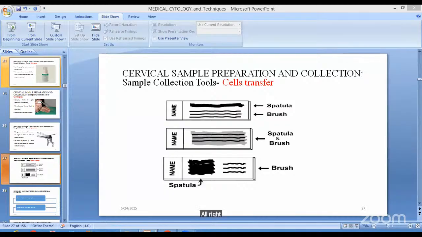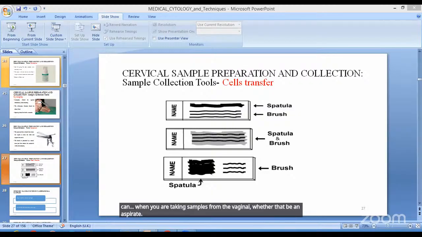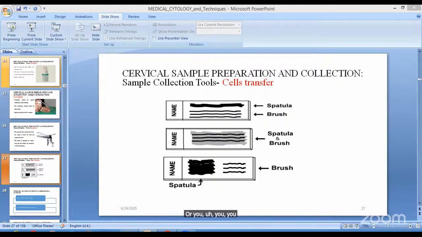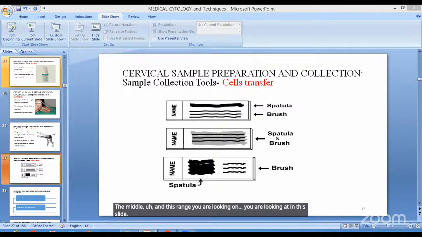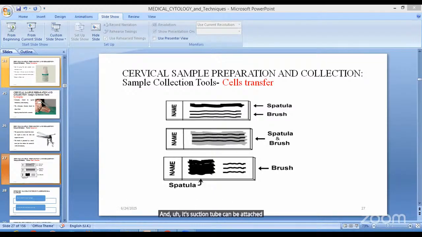All right, so let's take a vaginal sampling. Tools for vaginal aspirate. When you are taking samples from the vagina, it could either be an aspirate or you scrape cells that are exfoliated in the vagina. One of the tools used is the needle and the syringe you are looking at in this slide, and a suction tube can be attached to it. When it is attached, with the aid of the speculum, the vagina is opened, and then the exfoliated cells can be aspirated and pulled or scraped onto the slide for smearing.